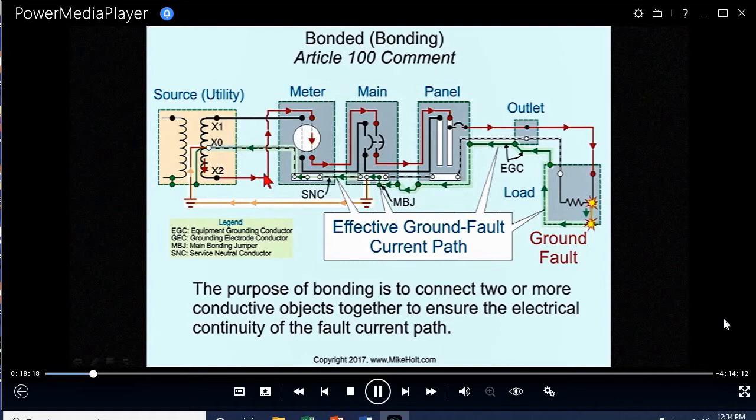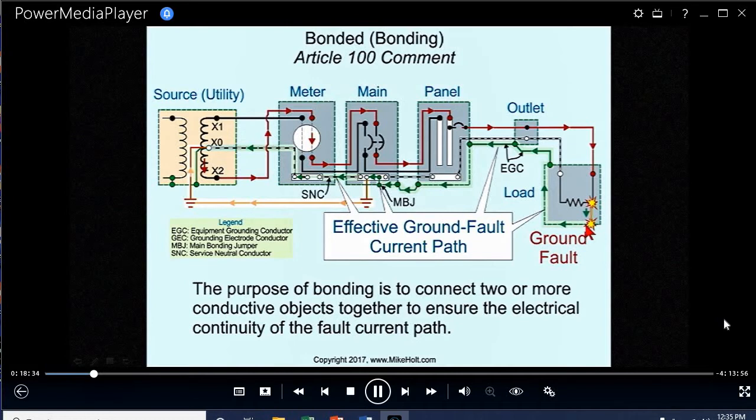Let's follow the current here. Current leaves the power supply. It's in red. Travels to the meter enclosure. Travels to the main breaker. It's all red. Travels over to the panel board. And then it travels in red, travels out to the load. And at the load, there's a ground fault. And we're going to talk about this now.